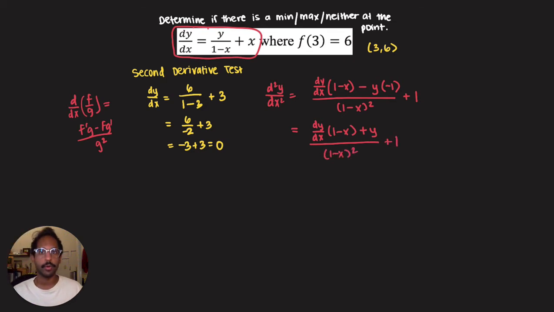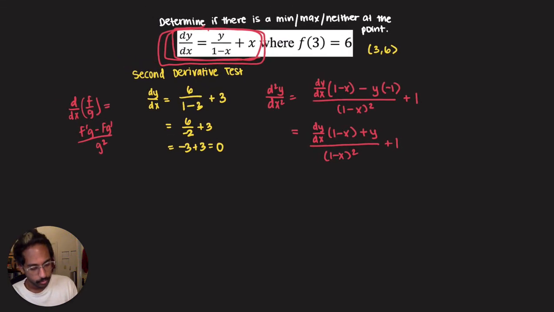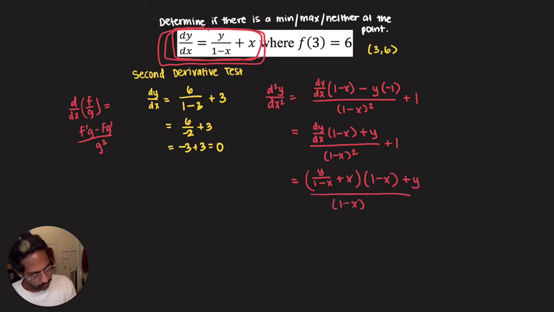And you might be like, what do I do with that dy/dx? Well, we already know what dy/dx is. It tells us in the question up here. dy/dx is y over 1 minus x plus x. And so we can plug that in. Y over 1 minus x plus x, times 1 minus x, plus y, all over 1 minus x squared. And then all of that plus 1.